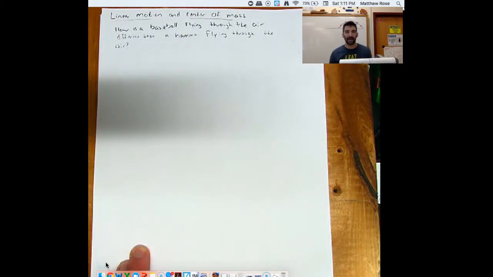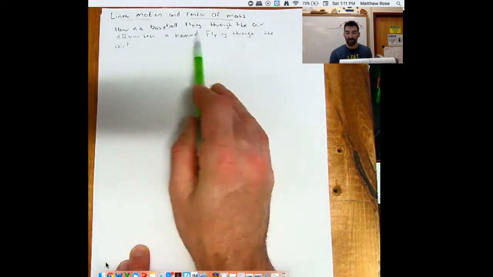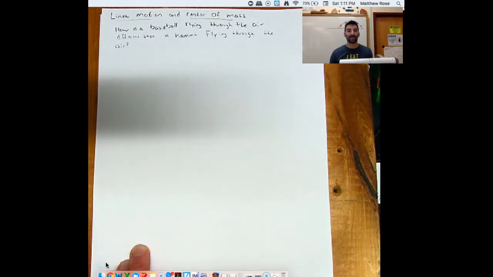So to start, we're going to ask that age-old question that I know a lot of you have been thinking about to this point. That question is, how is a baseball flying through the air any different from a hammer flying through the air? And this is inspired by a wise man. His name was Patches O'Houlihan, who once said, if you can dodge a wrench, you can dodge a ball. Now that has nothing to do with anything we're talking about today, but I like Patches O'Houlihan.